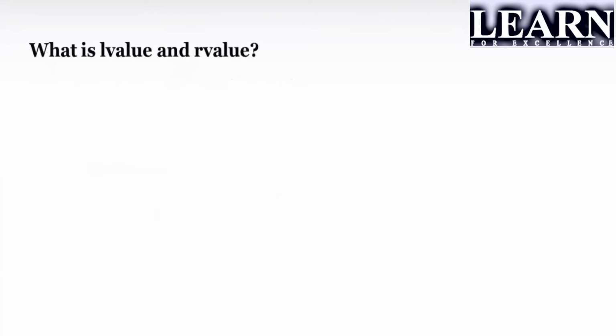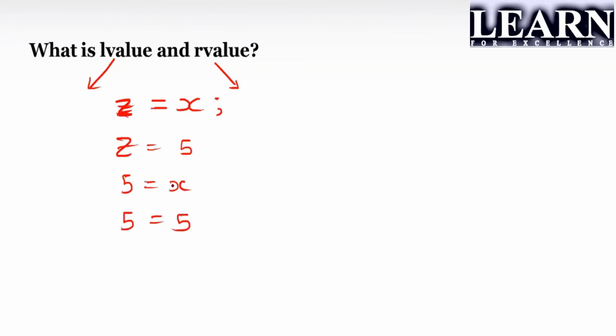Let's see what we mean by L value and R value. L value is nothing but the left side of the expression and R value is the right side of the expression. I can say it is the left side of the assignment operator and the right side of the assignment operator. Now, what are the conditions? What about Z equals to X? Is it possible or not? Here I have taken both sides as variables. Yes, I'll take the other possibilities: Z equals to 5, 5 equals to X, and 5 equals to 5. Yes, I have taken all four possibilities. Let me know which are possible.